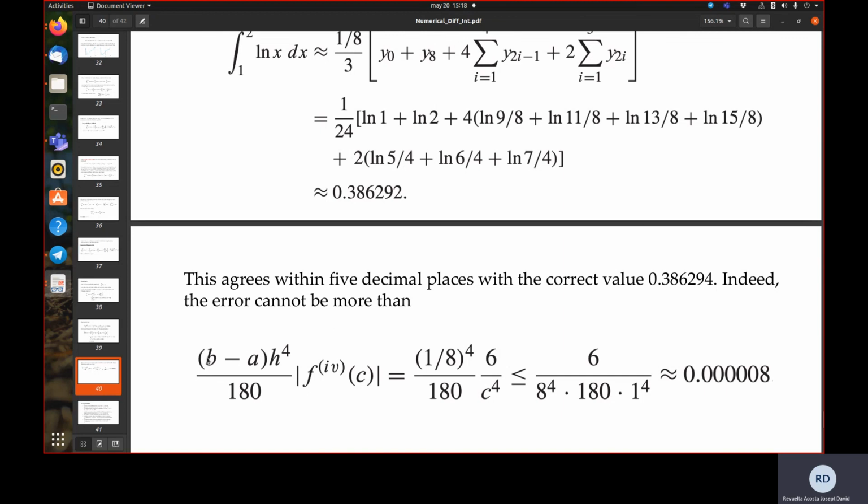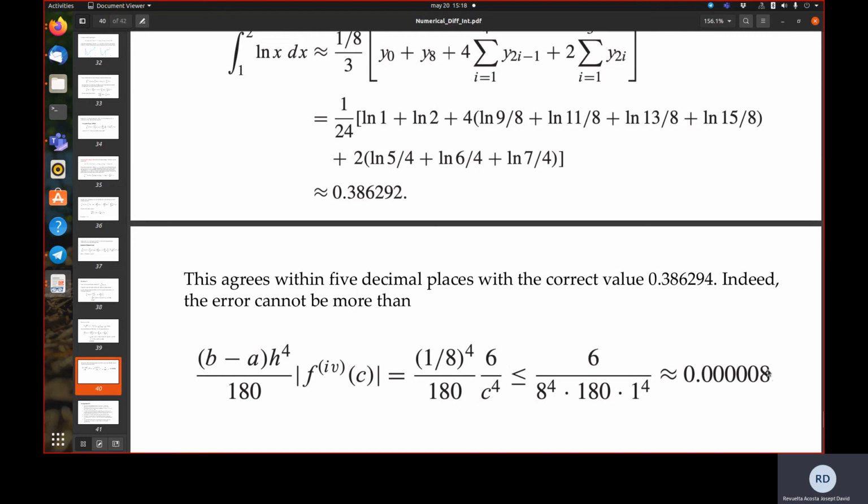Of course, we still need to quantify the error of this. There is going to be (b minus a) h to the fourth divided by 180 times the fourth derivative, where h is, as we said, 1/8, the interval, to the power 4. b minus a is equal to 6, and then divided by 1/8. And this is the term that we just approximated to 1.